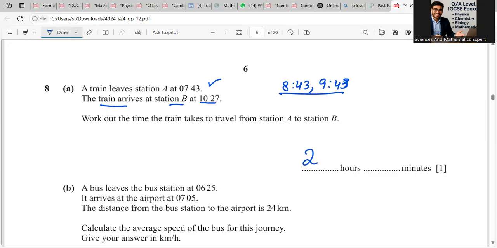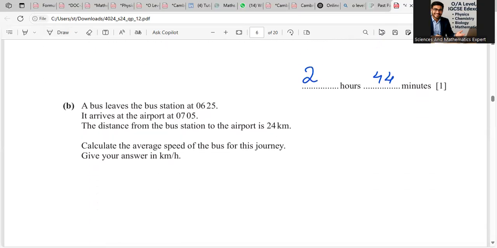How many minutes more? From 43 to 27, 17 minutes should be added as 60. So 17 plus 27, I will get 7, 7, 14, 1 carry, 2, 1, 3, and 1, 4. That is 44 minutes also.